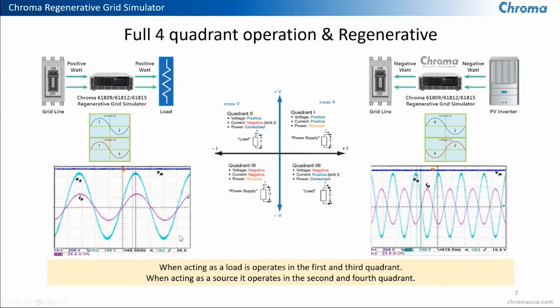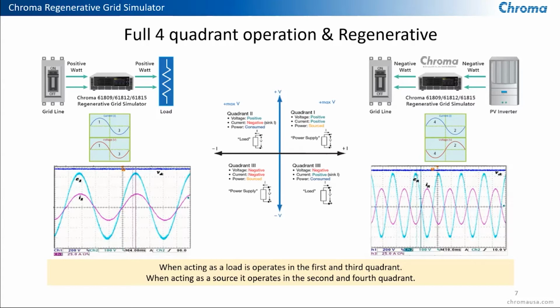On the left-hand side is an example of when the regenerative grid simulator is acting as a source. We can see how when the current is positive, so is the voltage, and the same when they're negative. So when the current is negative, the voltage is also negative. And on the right-hand side, we have an example of when the regenerative grid simulator is acting as a load. Here we can see how when we have positive current, we have negative voltage. And when we have negative current, we have positive voltage.